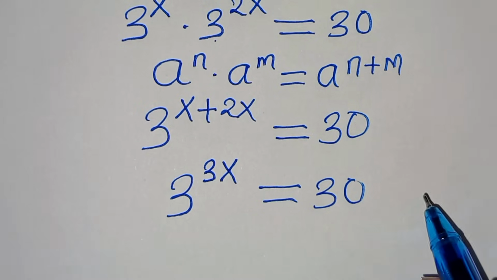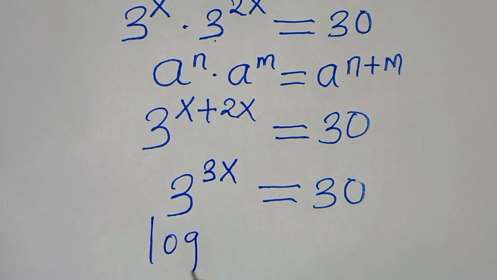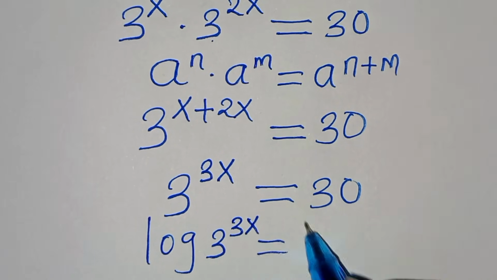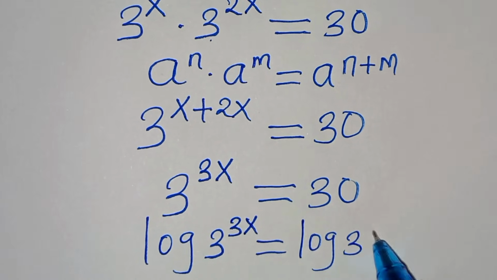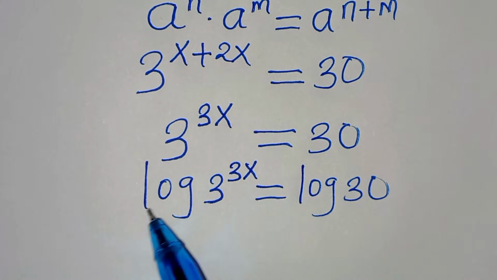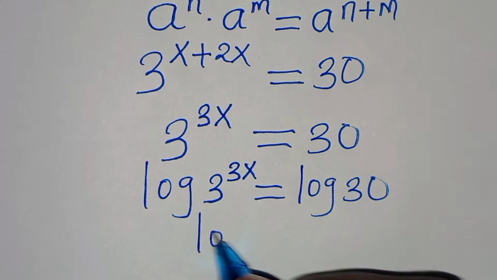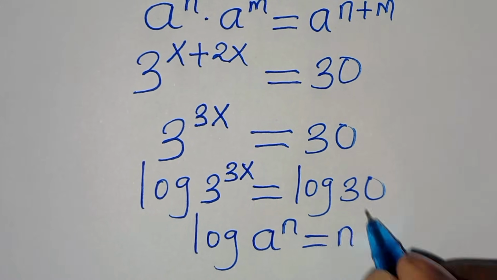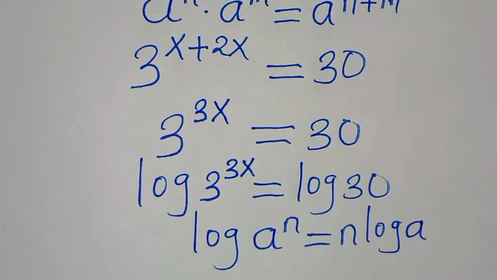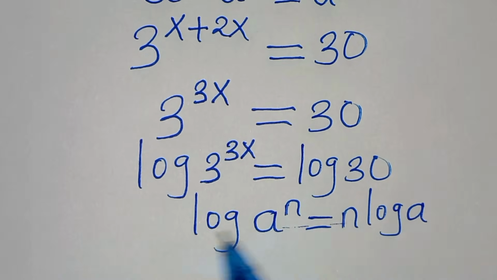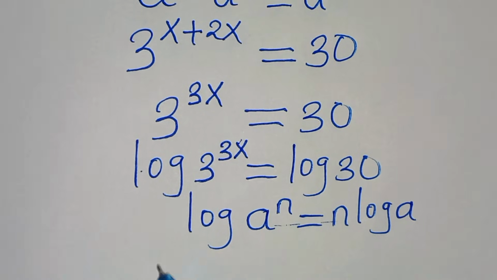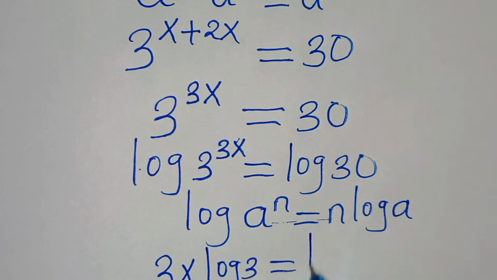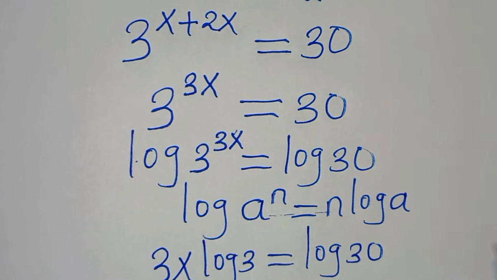To solve for x here, let's introduce logarithm on both sides. We have log 3 to the power of 3x. This is equal to log 30. So that now, log 3 to the power of 3x, this is in the form of log a to the power of n, which you can express as n log a. Applying this logarithm property, then log 3 to the power of 3x becomes 3x log 3. This is equal to log 30.